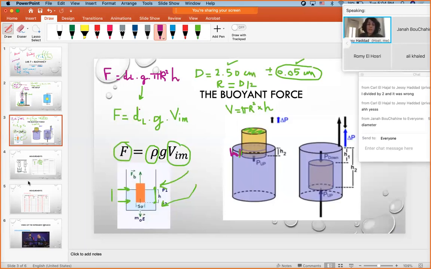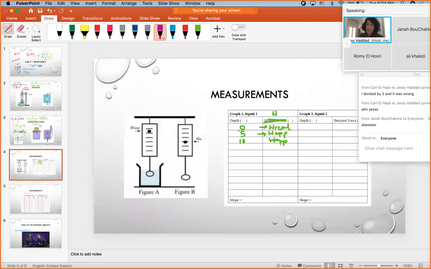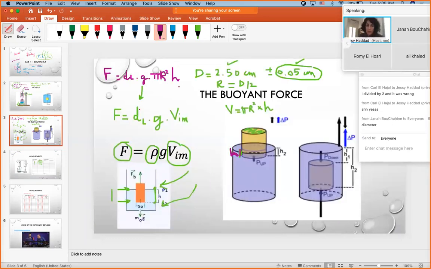So I'm going to increase the depth again, 0, 5, 10, 15, and so on. So this one is going to be increasing. Obviously, F is going to increase as well. You will not see it directly because you will see the apparent weight. So the apparent weight is going to decrease, decrease, decrease. You will feel lighter as you sink more inside the liquid. Not sink, but like you're being dipped more inside the liquid.